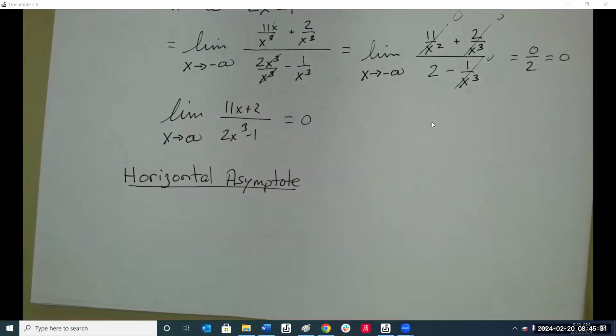We have just defined what we call the horizontal asymptote. These are the horizontal lines that the function can or cannot cross, but it tapers off to as it goes to infinity or negative infinity. That's a horizontal asymptote.